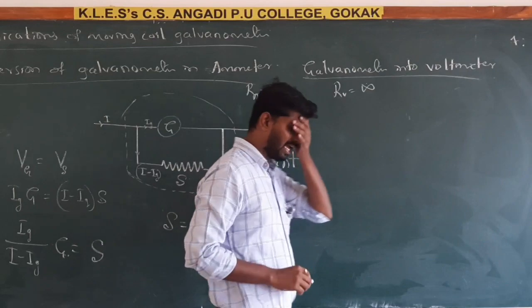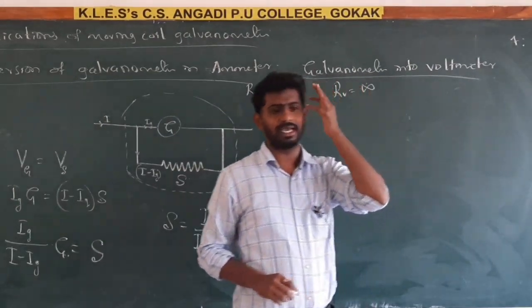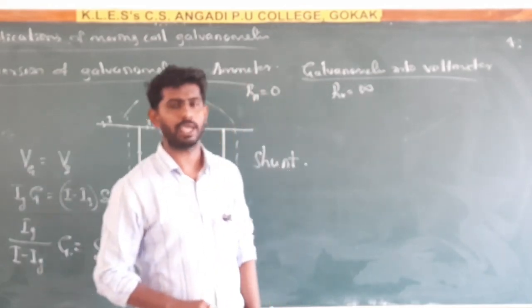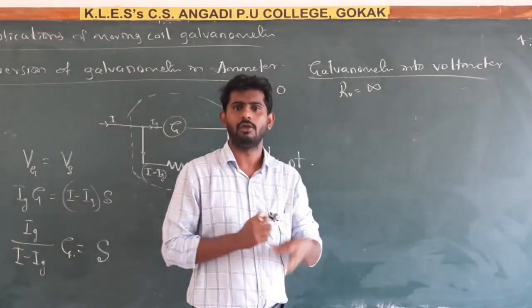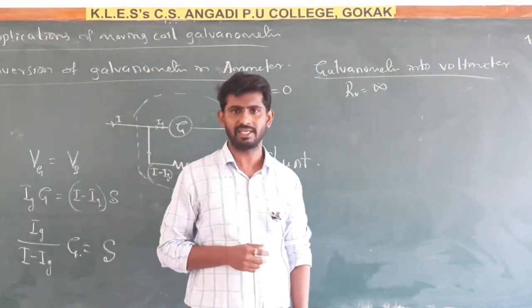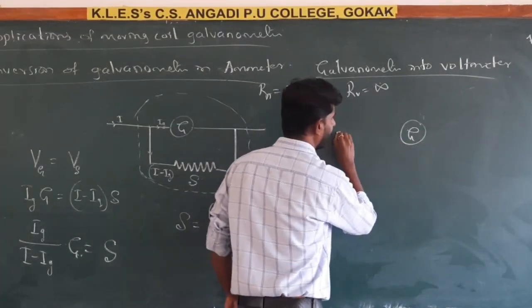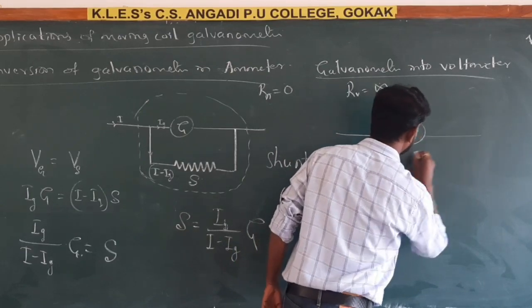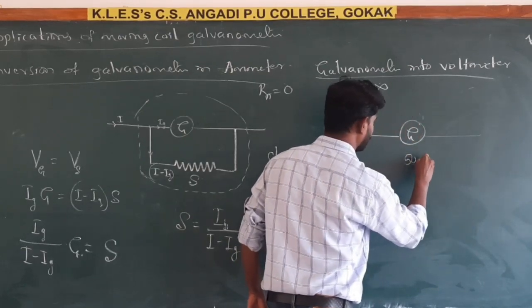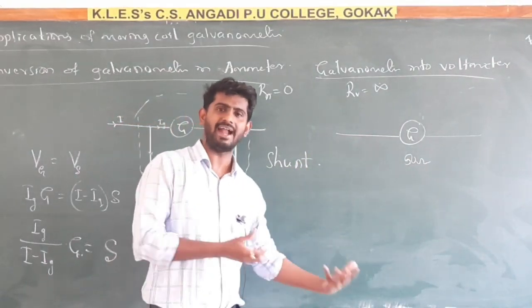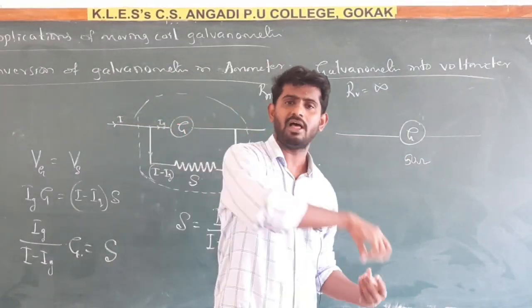And we have a galvanometer whose resistance is a finite value, like 50 ohm or 80 ohm. Okay, if you want to convert it into a voltmeter, you have to increase its resistance. So there is a galvanometer, and we have connected it like this. Its value, I say, is 50 ohm. I want to increase its resistance. How to increase? I should add an extra resistor.